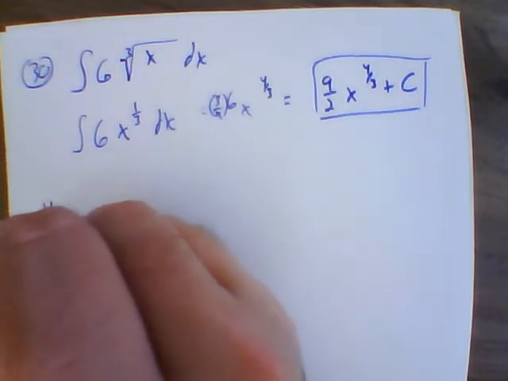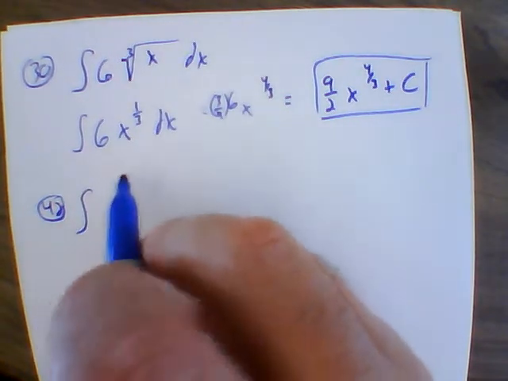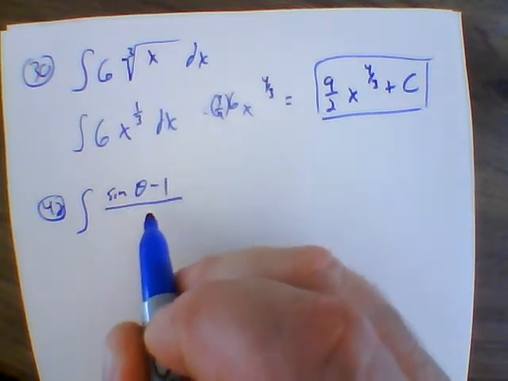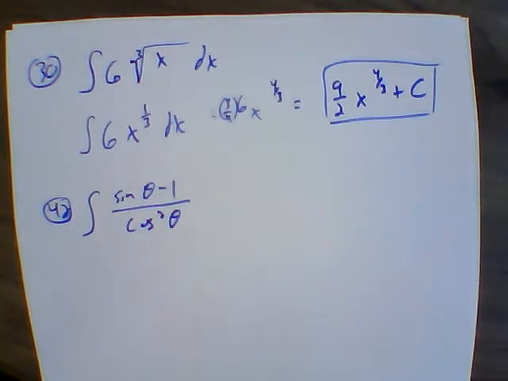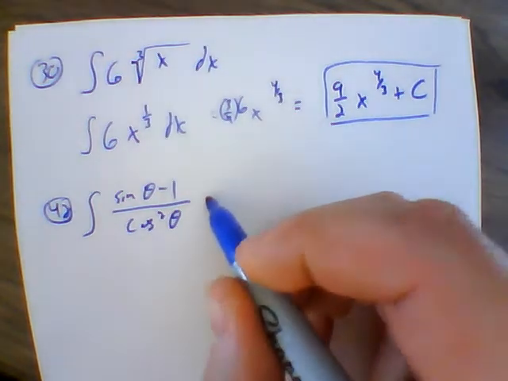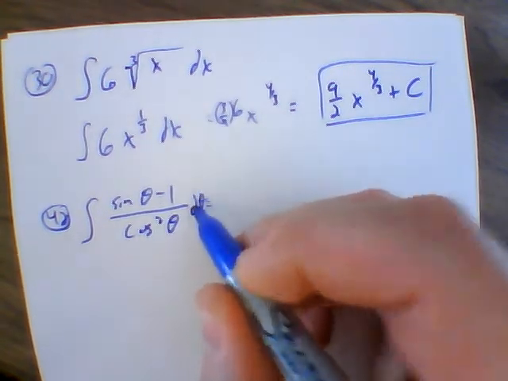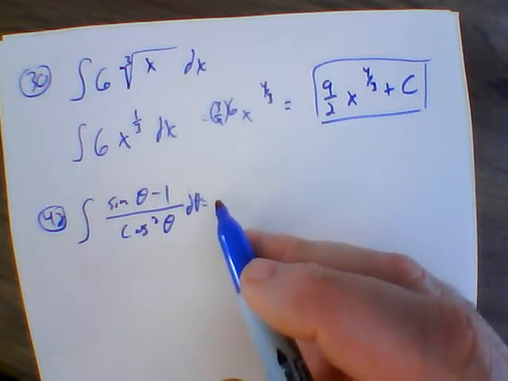Looking at number 42. 42 is a trigonometric one. Here we have the integral of sine theta minus 1 over cosine squared theta. Now, if we start looking at this, we basically have a quotient where something is squared. We have issues in here. But wait, we have a single part down here. So before we start performing our integral, I should add the d theta in here. Before we start evaluating this integral, let's break it up into a couple things that we know.